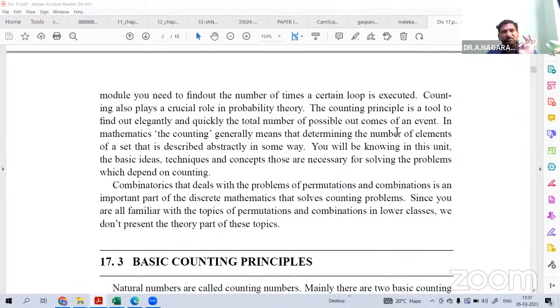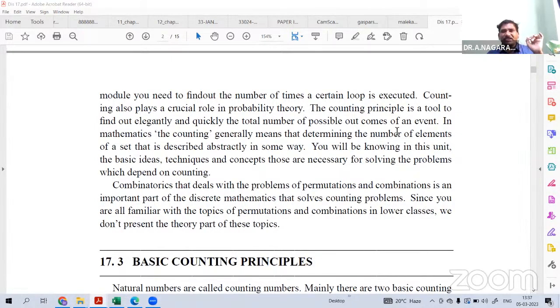Combinations means we want to make selections: from a number of objects, I want to select a few of them, that is, in how many ways we can select items. That comes under combinations. Permutations means in how many ways we can pick and arrange elements.